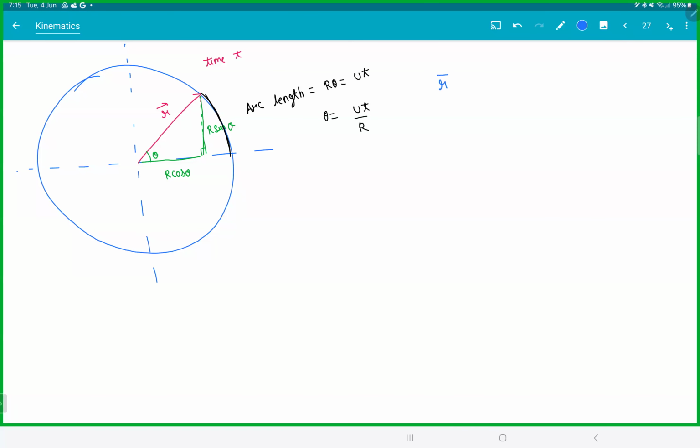So we get r bar as a function of time t is r cos theta i cap plus r sin theta j cap. You can substitute theta there, you'll get the answer. That's your position vector. What is the displacement vector?